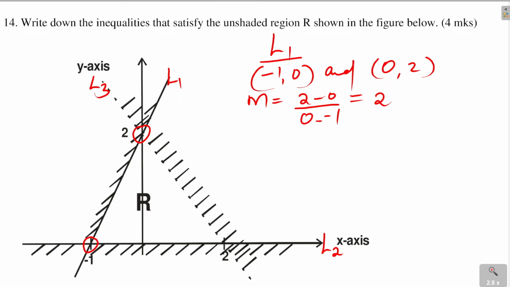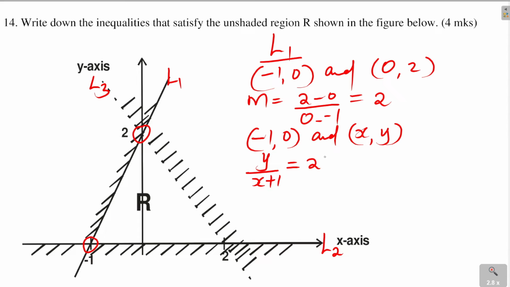To get the equation, there are several methods of doing this. I will just take one of the points, either -1, 0 or 0, 2. I will take -1, 0, and I introduce another general point on the line, which is x, y. So to calculate the gradient, change in y, which is y minus 0, which is y, over the change in x, x subtract -1, which is x plus 1, should give me the gradient, which is 2. Now just put that 2 over 1, and then you cross multiply. This will give y is equal to 2x plus 2.